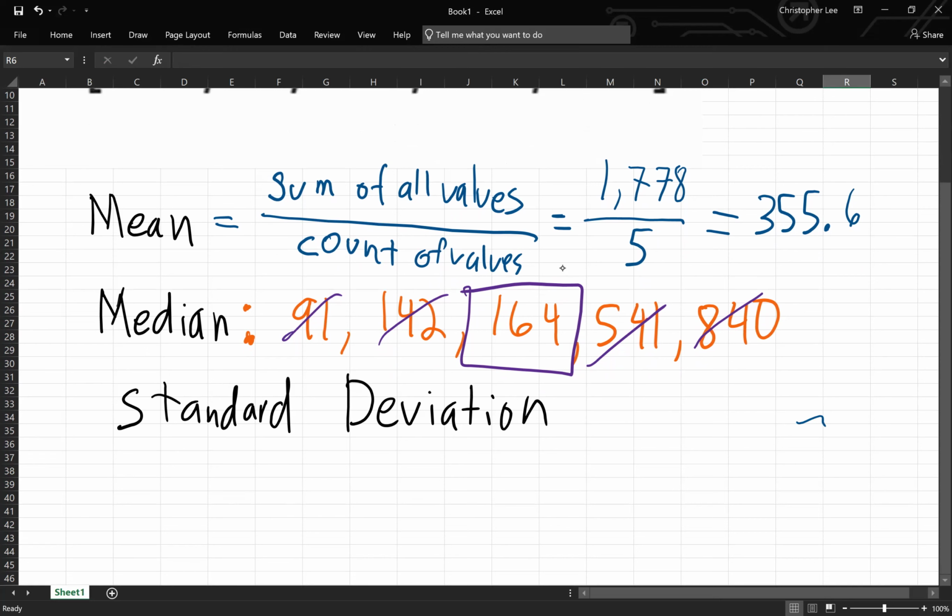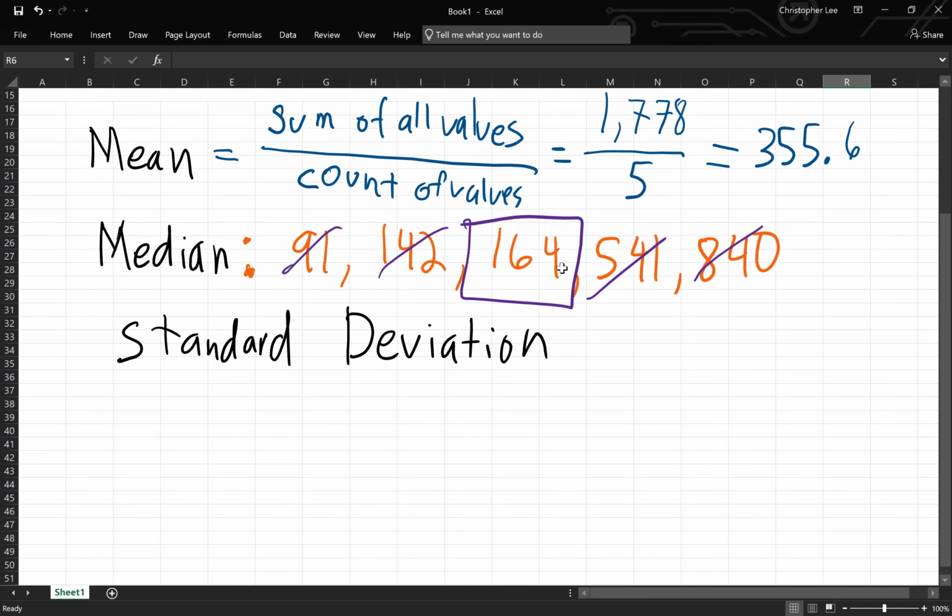Remember there are two ways to do it. There's one where we do x and x squared, and then there's the one where we do x minus x bar, and then x minus x bar squared, which takes more time. Which one are we doing? x and x squared? All right, let's do that.